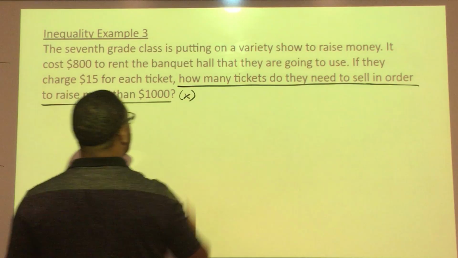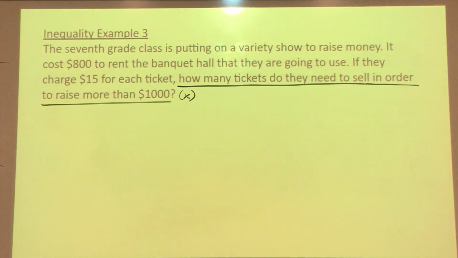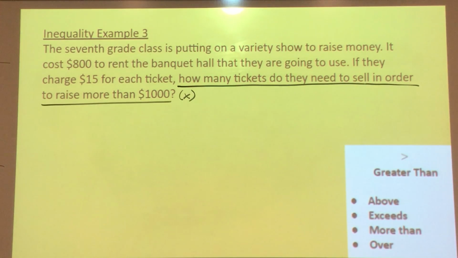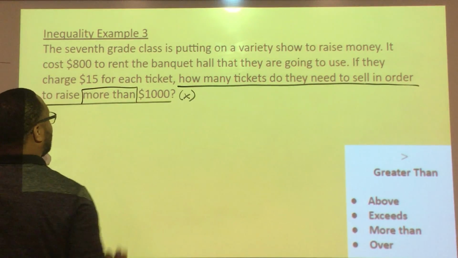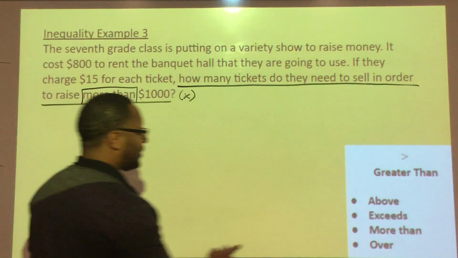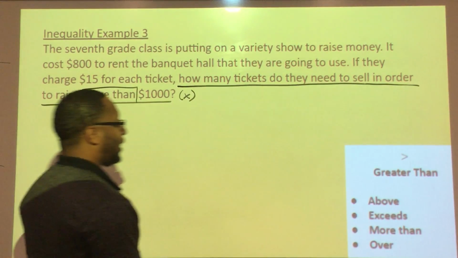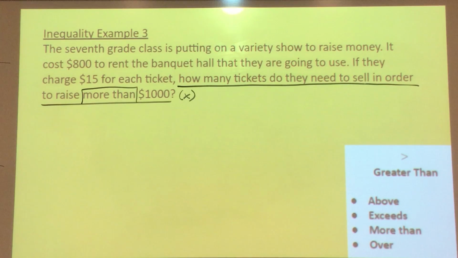That is my unknown. That is what x represents. How many tickets do they need to sell? Now I know that this is an inequality because of this phrase in the problem. It tells us that the 7th grade class is putting on a variety show and it costs $800, and it says that they need to raise more than $1,000. That means that I'm going to use the greater than inequality symbol.